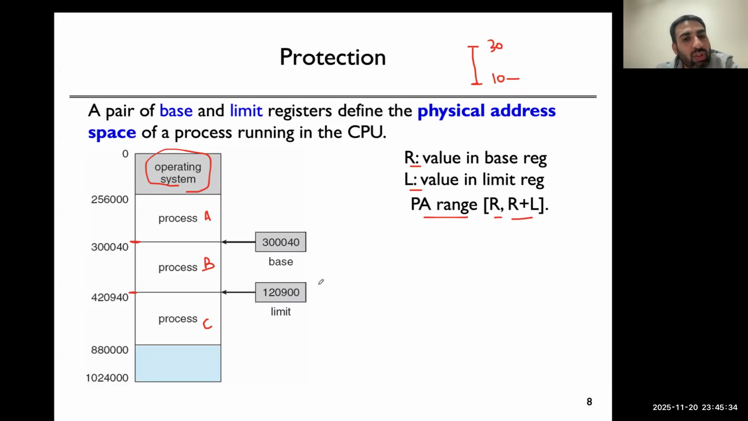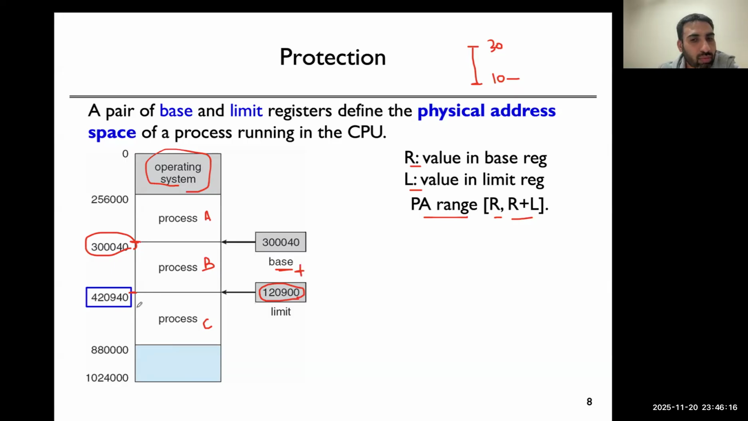Then when this process will be running, actually when the scheduler will schedule it for execution, again, remember, the scheduler is a component of the operating system. So what will the operating system do at that time? It will load the base register with the starting address of the process in the memory, which in this case is 30040, and then it will also put the value for the size of the process in the limit register, which in this case is 1200090. Now if you add the limit to the base address, it is 4209040, right?